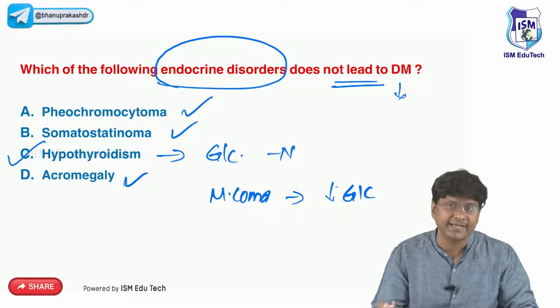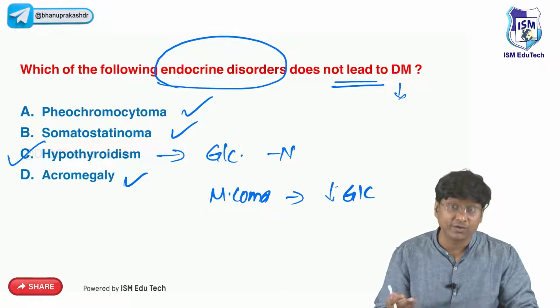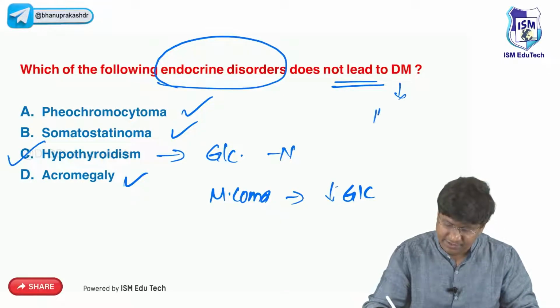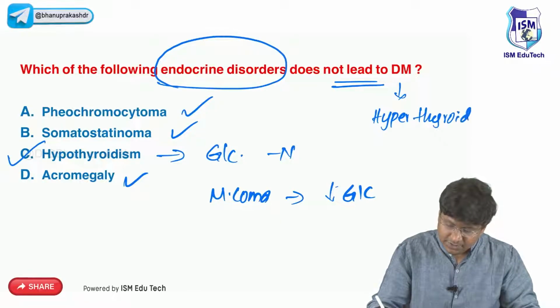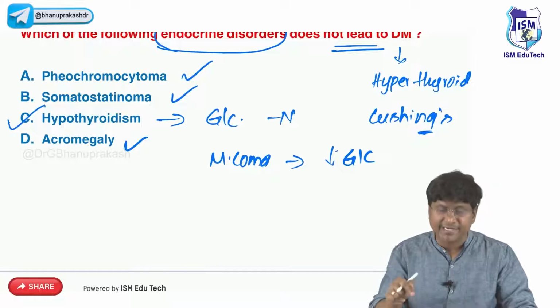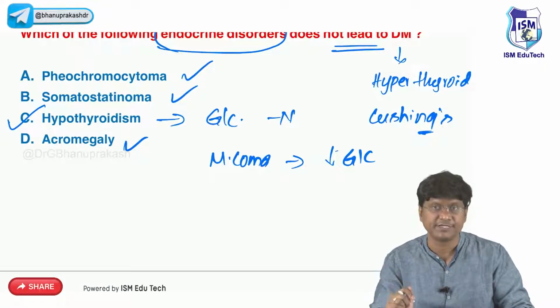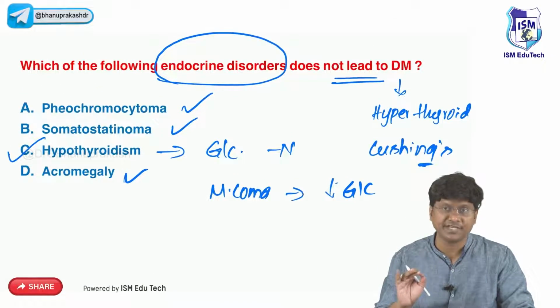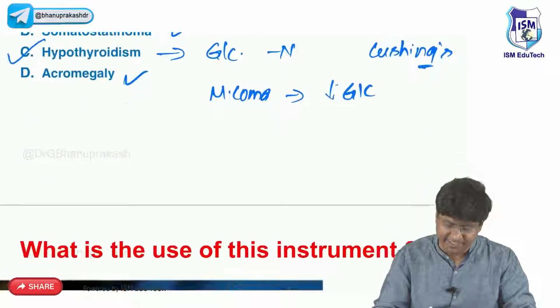And the other endocrine disorder that can cause hyperglycemia is hyperthyroidism, right? And then Cushing's. So these are the endocrine disorders that will lead to diabetes mellitus. Now, let me discuss some of the important image-based questions in diabetes mellitus particularly.